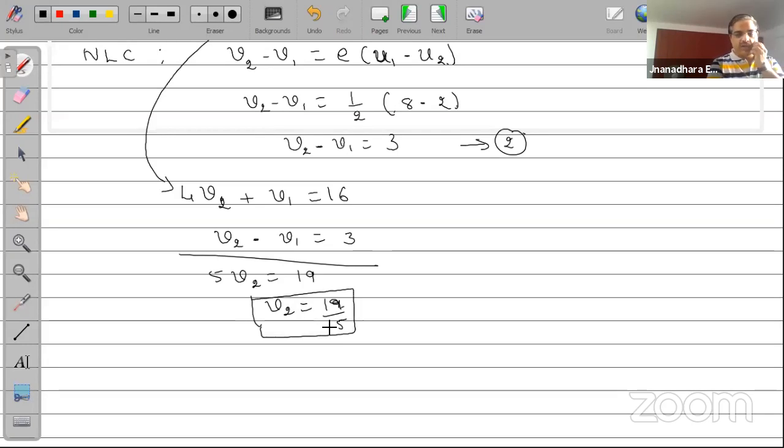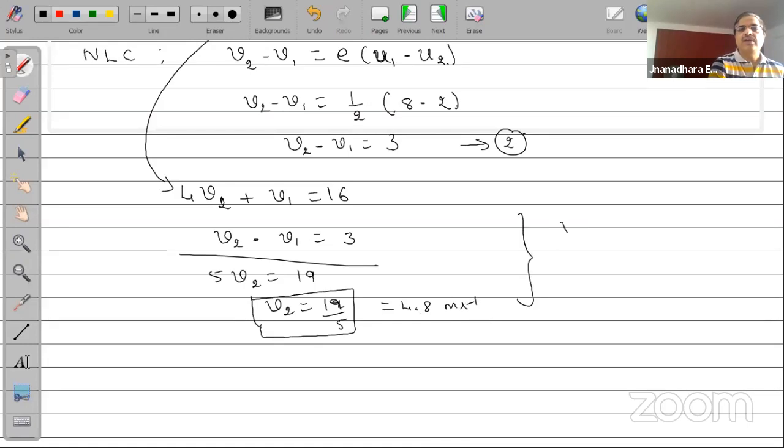19 by 5. Okay, will this be 4.9? How much will this be? 4 times 4 is 16, then you have 3 remaining, then 4. So this will be equal to 4.8. It will be 4.8 meter per second.